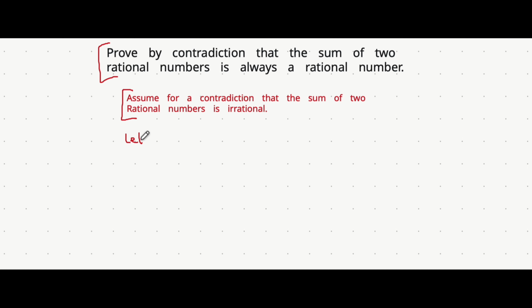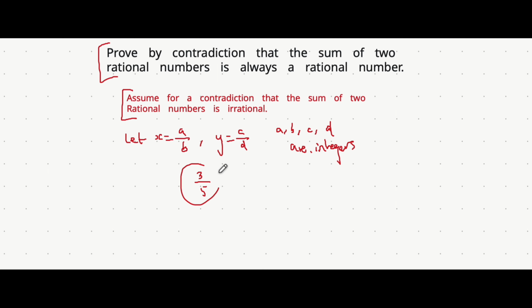So we can say let x equals a over b, and let y equals c over d. So what makes them rational? Well, it's the fact that a, b, c, and d are integers, all in their simplest form. That is what makes a number rational. For example, 3 over 5, top and bottom are integers, and that makes that whole fraction a rational number. That also applies to 7 over 1, because top and bottom are integers, that's a rational number.